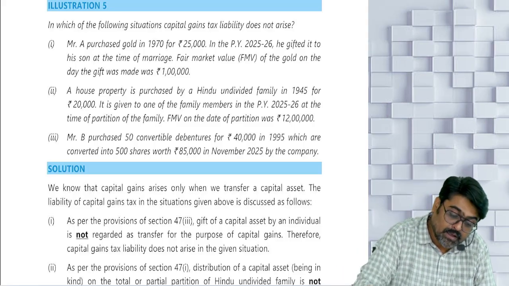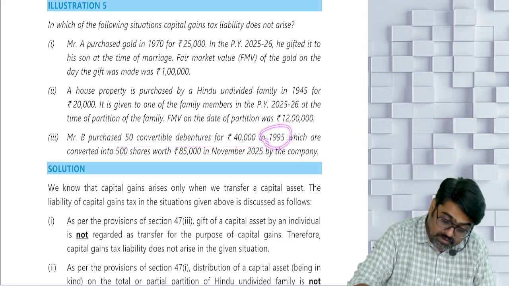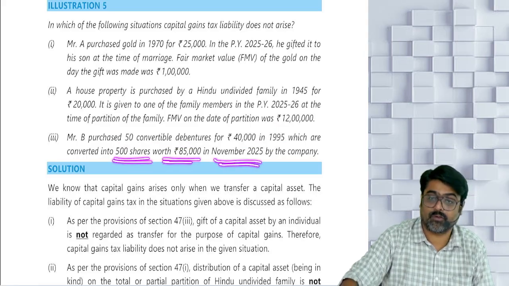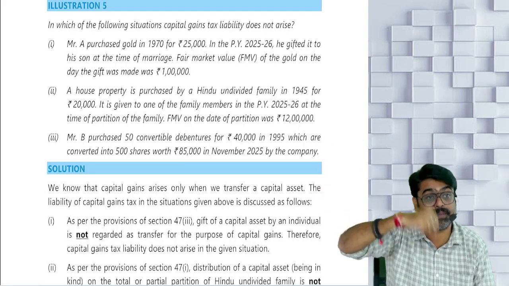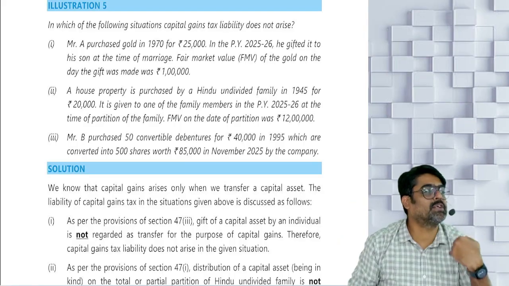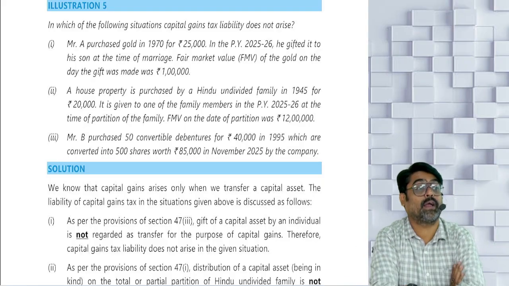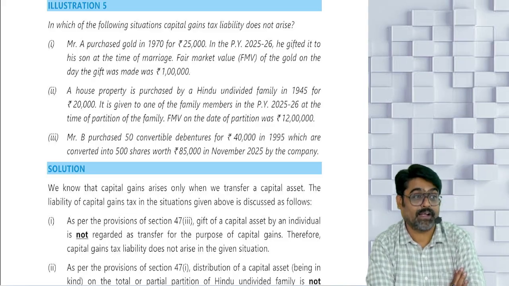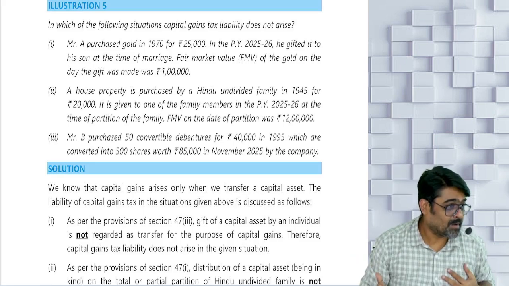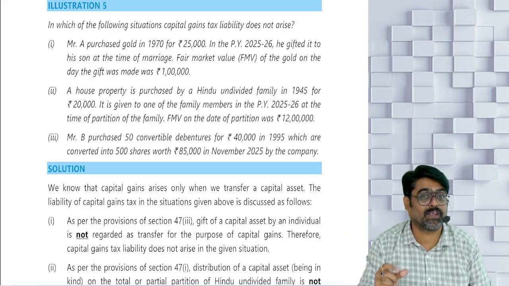Understanding? Next one. Mr. B purchased 50 convertible debentures in the year 1995, which are converted this year into 500 shares worth rupees 85,000 in November 25. So this year the conversion of those bonds into shares is happening. So bonds are going. What is the cost of the bonds? 40,000. Against that the shares are coming. What is the value of the shares? 85,000. Gain is 45,000. Will this gain be taxable right now on conversion? Gain is realized but not coming in the pocket, so it should not be taxable. Hence this conversion is also an exempt transfer as per section 47.